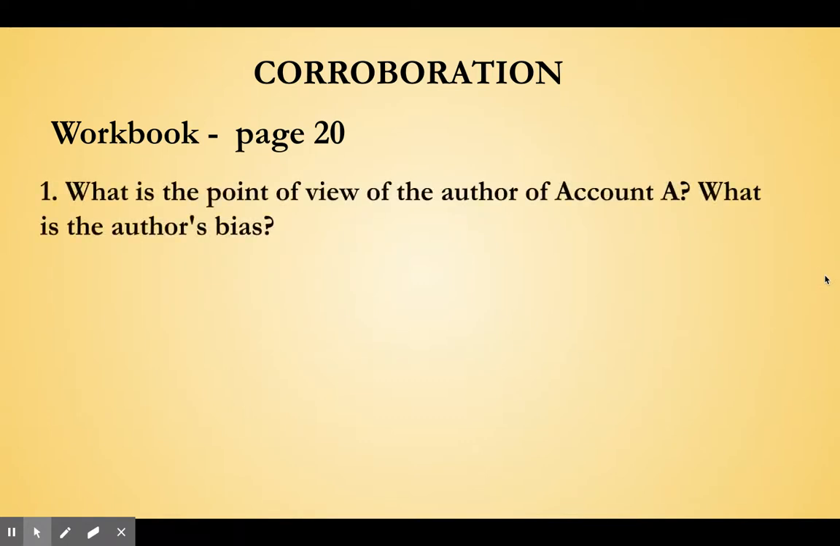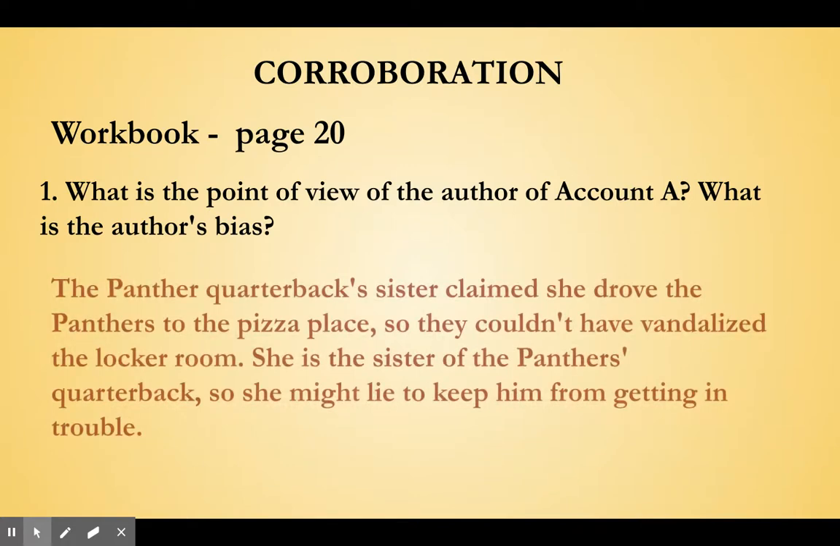All right, hopefully you're back with me. What is the point of view of account A? Here's what I wrote. The Panthers quarterback's sister claimed she drove the Panthers to the pizza place, so they could not have vandalized the locker room. They weren't there. She drove them to the pizza place personally. They must have a small team, I don't know, or she has a really big car. Anyway, that's her point of view.